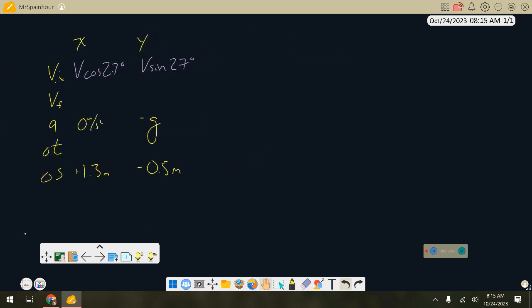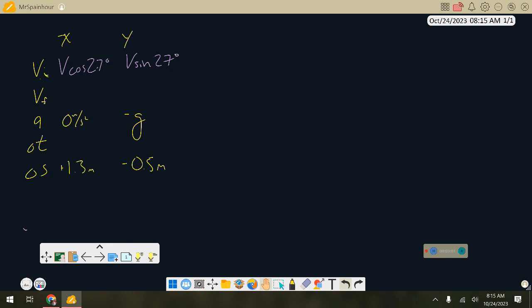So I'm going to start over on the x side, because there's only one possible equation to use: delta x equals vx times delta t. I'm going to start plugging in. I know that delta x is a positive 1.3 meters. I know vx right here is the total v times the cosine of 27 degrees. And I don't know t, so I'm going to leave it.